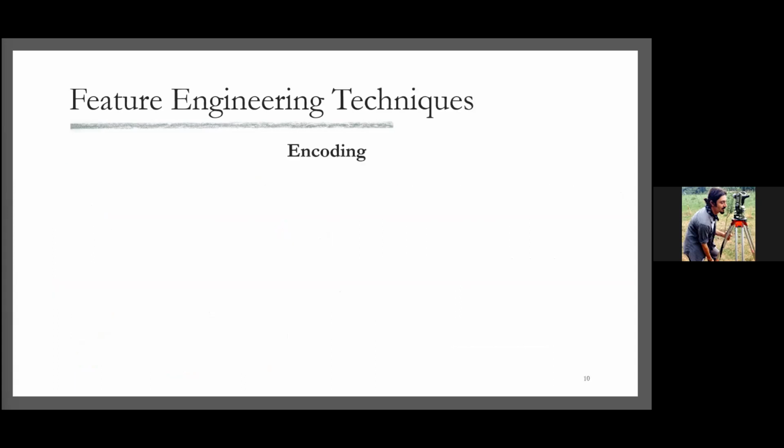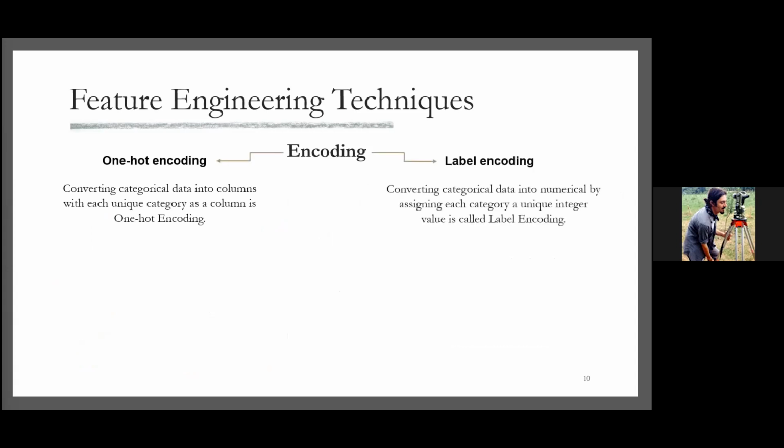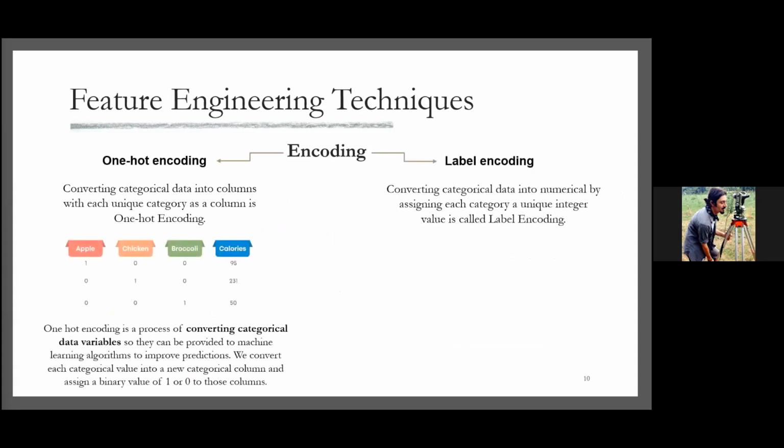And here we are going to see some techniques of feature engineering. First one is encoding. Encoding is divided into two different types. The first one is one-hot encoding. It's a process of converting categorical data variables to binary ones. So we can use 100 for apple or 010 for chicken, and we can give the details of the categories.